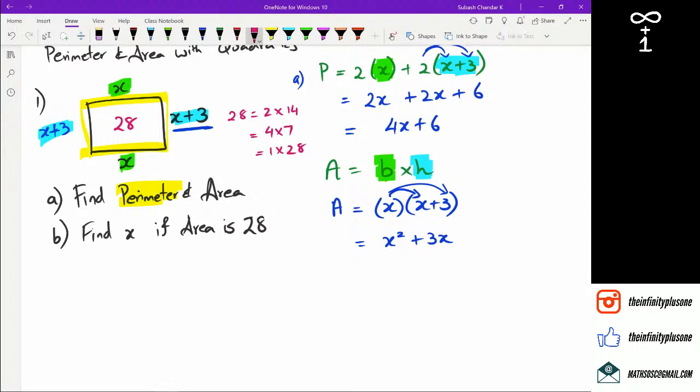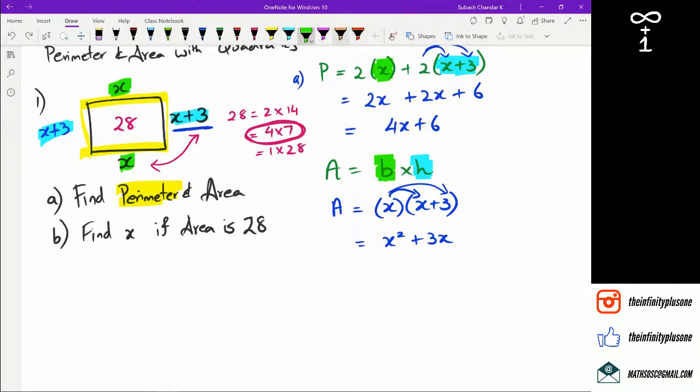If you look at the difference between the base and the height, the height is 3 more than the base. So straight away, we know the answer we're looking for is 4 and 7. So we know that x is equal to 4. The reason we know that is because they're fairly easy numbers to work with.